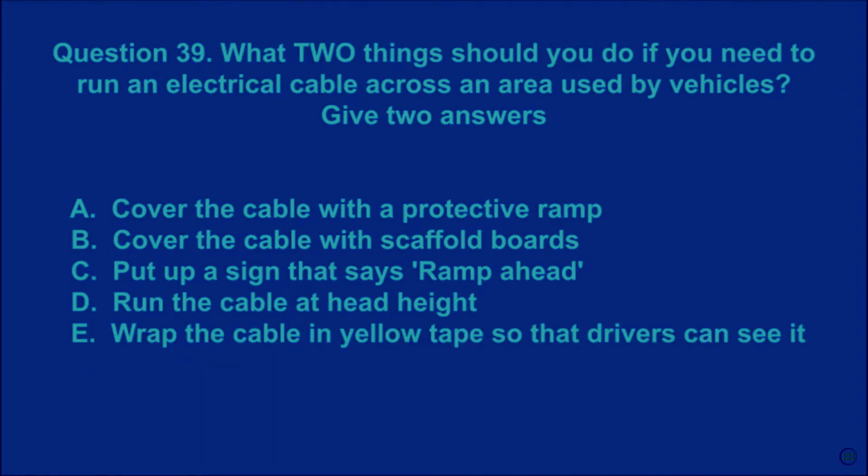Question 39. What two things should you do if you need to run an electrical cable across an area used by vehicles? Give two answers. A. Cover the cable with a protective ramp. B. Cover the cable with scaffold boards. C. Put up a sign that says ramp ahead. D. Run the cable at head height. E. Wrap the cable in yellow tape so that drivers can see it. The correct answer is A and C.